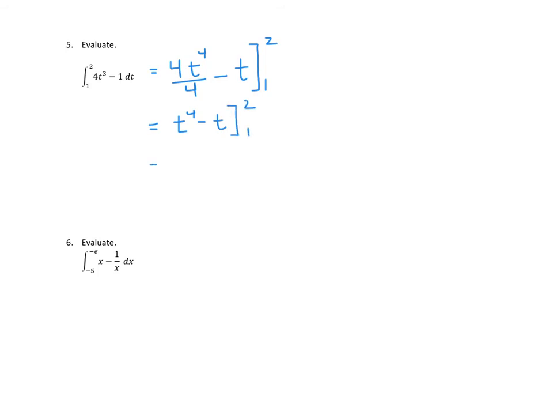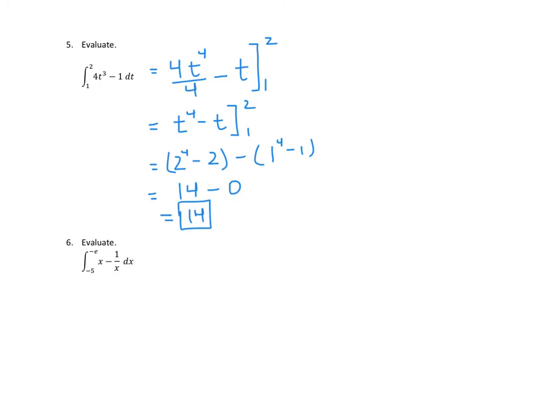Alright, if I plug 2 into that, I'm going to have 2 to the 4th minus 2. And then I'm going to subtract from that quantity what I get when I plug 1 into the antiderivative. So 1 to the 4th minus 1. So here 2 to the 4th is 16. 16 minus 2 gives us 14. And then we're going to have a minus 1 minus 1, which is 0. So our answer then is 14.